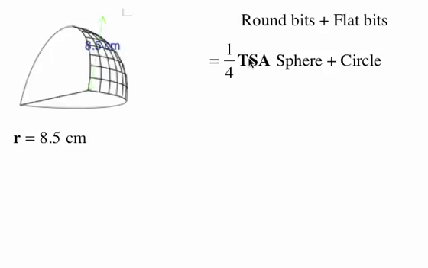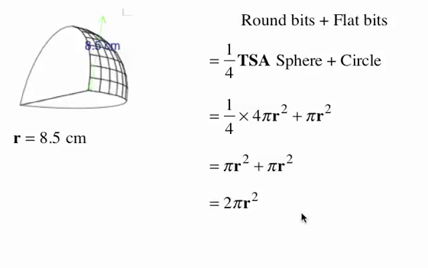Okay, so the round bits are 1/4 of the total surface area of a sphere, right? And the total surface area of a sphere is 4 pi r squared, 4 times the area of the great circle, okay? This is half the great circle, and that's half the great circle. So 1/4 of 4 is 1, so 4 divided by 4 is 1. So we have 1 pi r squared, plus the flat bits, which are a half circle and a full circle and a half circle, which makes a full circle, pi r squared. So we end up with pi r squared plus pi r squared, which is 2 pi r squared.